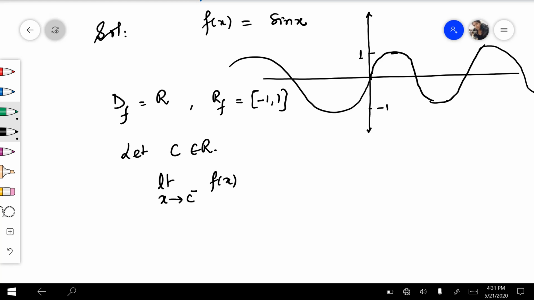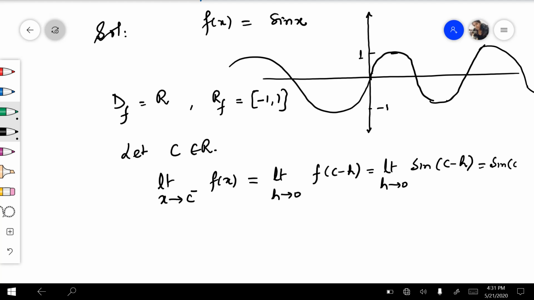हम लेफ्ट हैंड लिमिट को कैलकुलेट कर रहे हैं. लेफ्ट हैंड लिमिट के लिए हम अप्रोच कर रहे हैं c को उन नंबरों से जो c से छोटे हैं. तो ये किसके इक्वल हो जाएगा? limit h approaches 0 f of c minus h, which equals limit h goes to 0 of sin of c minus h, क्योंकि f of x हमारा sin of x के इक्वल है. ये इंडिटरमिनेट फॉर्म में नहीं है. जब हम h को 0 पुट करते हैं तो डायरेक्टली हम h की वैल्यू 0 इसमें सब्स्टिट्यूट करेंगे, जिससे हमारे पास लेफ्ट हैंड लिमिट किसके इक्वल आ जाएगा? साइन ऑफ c के इक्वल.